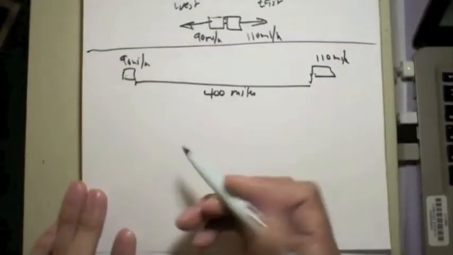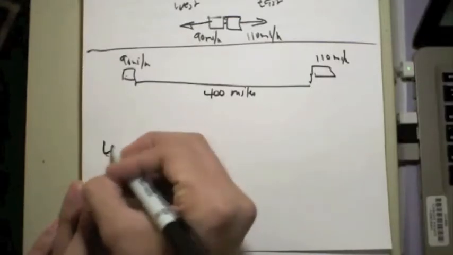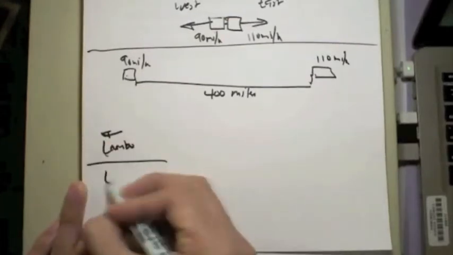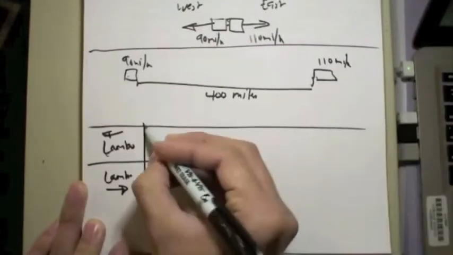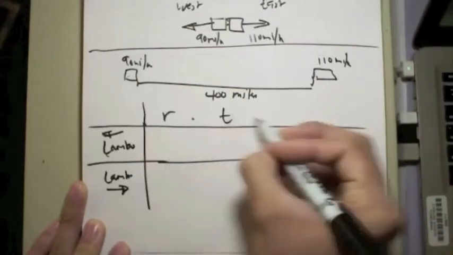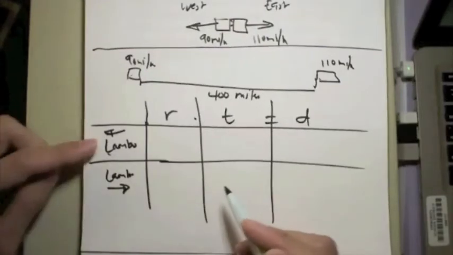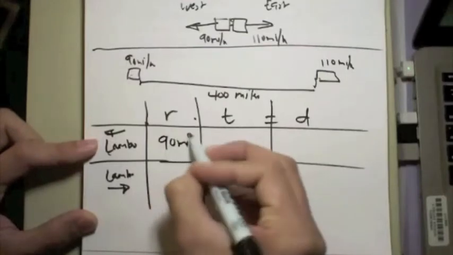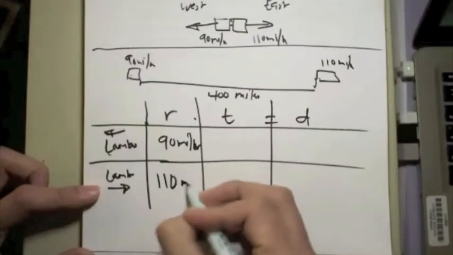So what we want to do is set up the same way as our car problem. So this is our Lambo going west, and this one is the Lambo going east, right? So we've got two different Lambos, and we are setting up the DRT. So here's the R, here's the T, equals D. Let's start with the speed of the Lambo going west. It's going at 90 miles an hour, so we're going to put that in there, 90 miles an hour. And the one going east is 110 miles an hour.